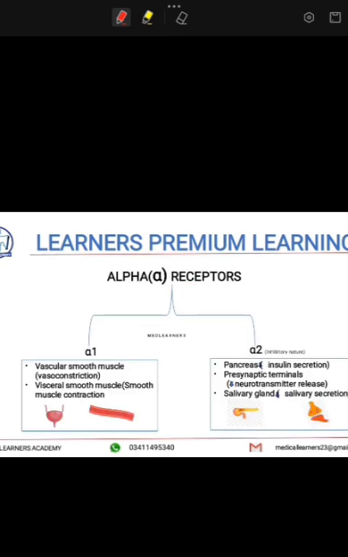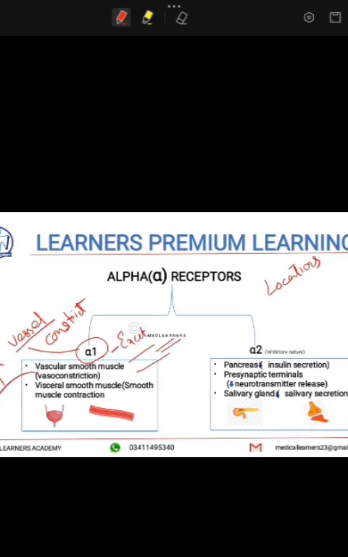Now let's look at the locations of the alpha receptors. You need to remember that alpha 1 is related to vessels, and it constricts them, meaning it causes vasoconstriction. For example, if this is a vessel, it will constrict it, and when the vessel constricts, it will increase the blood pressure. Its nature is excitatory. Alpha 1 has an excitatory nature.